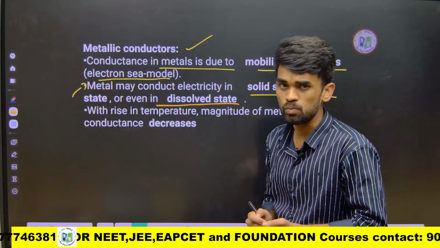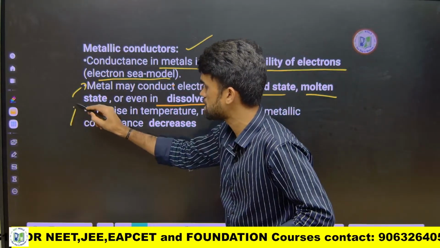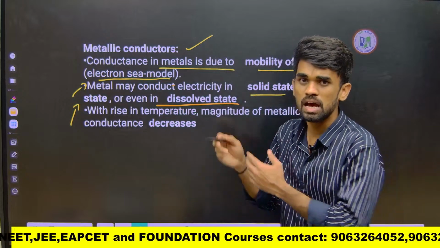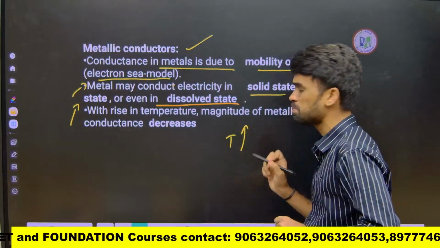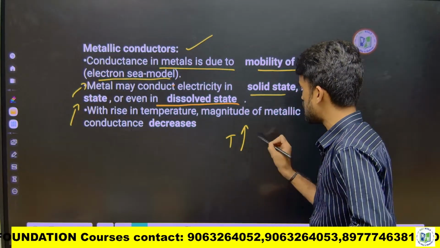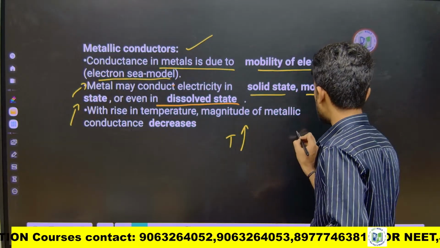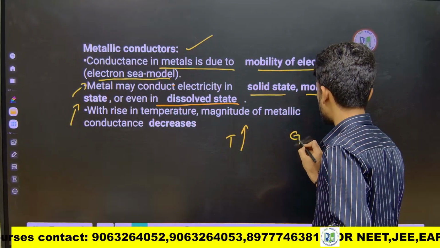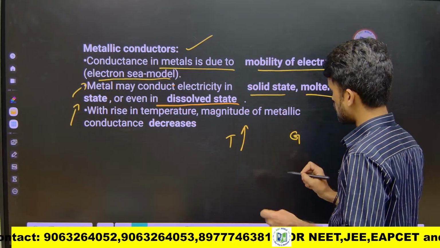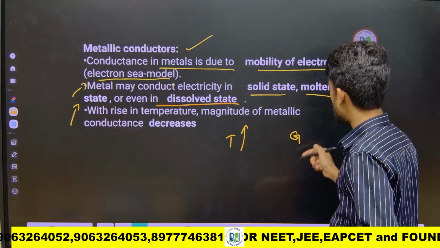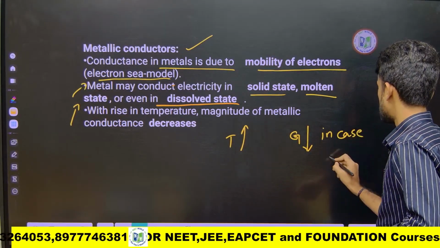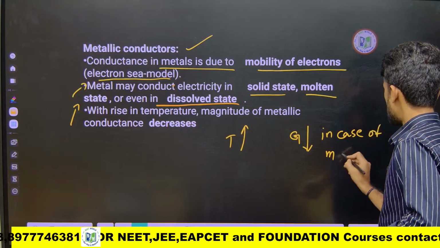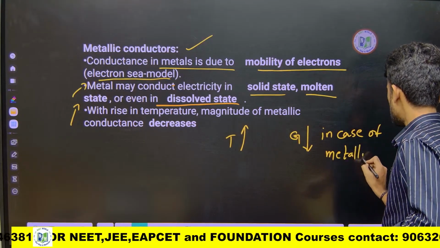Now what happens with a rise in temperature? The conductance of these metallic conductors decreases. This is an important point you need to remember. If temperature rises or increases, conductance, let us indicate with the symbol G, decreases in case of metallic conductors.